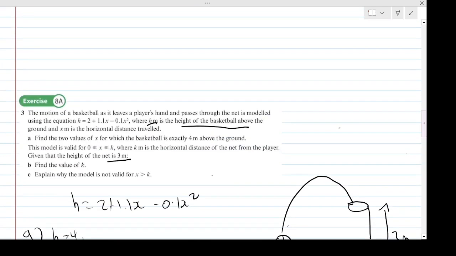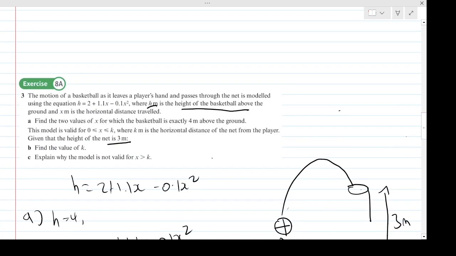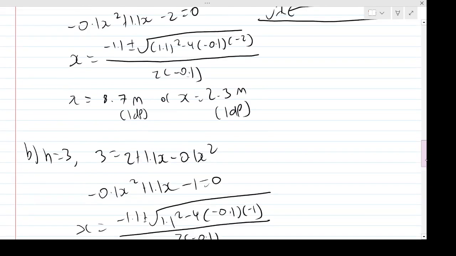Again, remember x is the horizontal distance, so that length there horizontally from the ball at the start to the net. So we've got two values, but hang on, it said find the value of k, so k can only be one of these values of x.